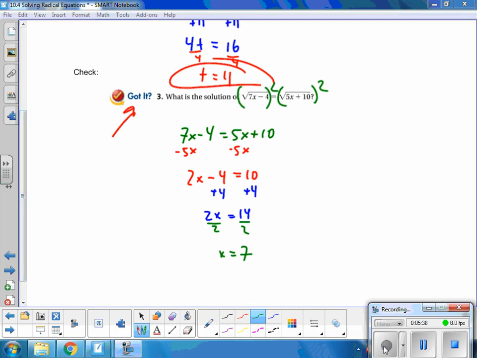All right, I squared both sides to clear out the square roots. I simplified. Whatever I do to one side, I do to the other side. Got to be fair. Got to be even. Got to keep it equal. And I got x equals 7. I hope you did too.